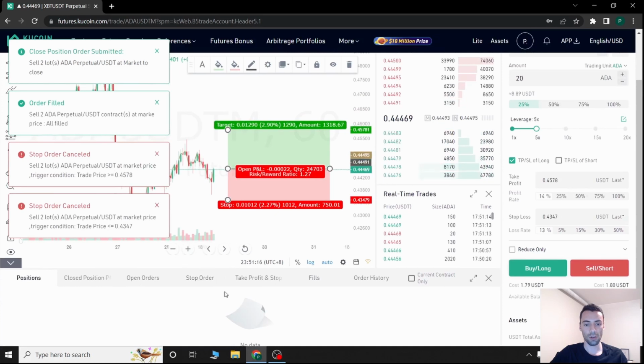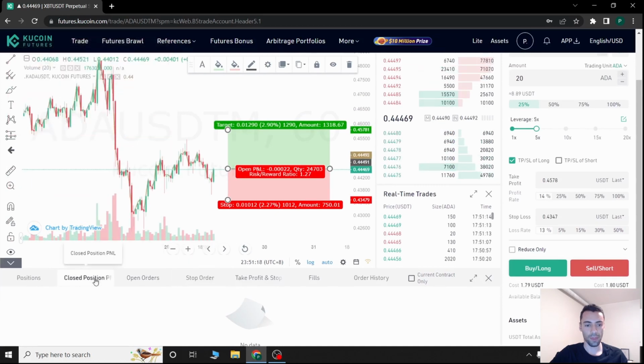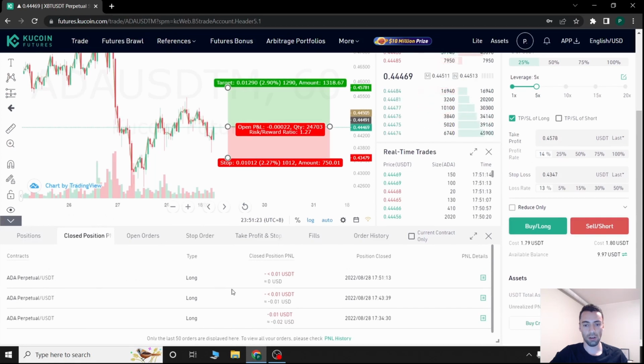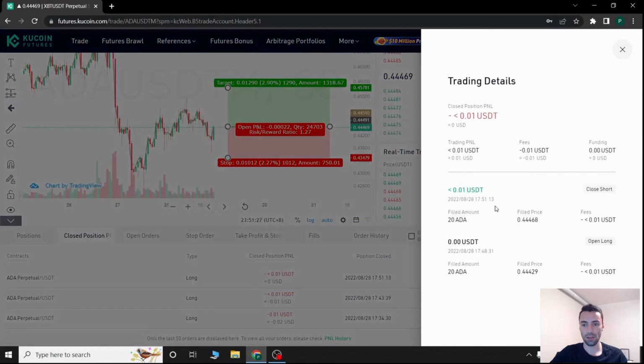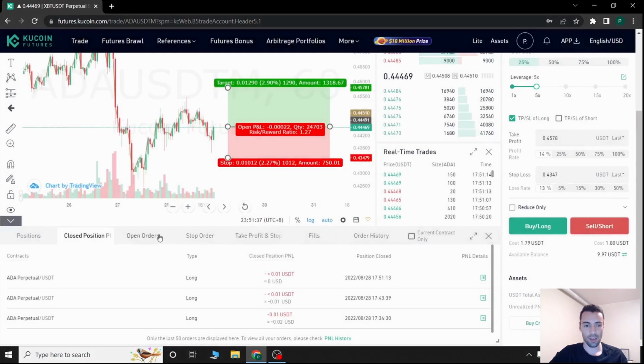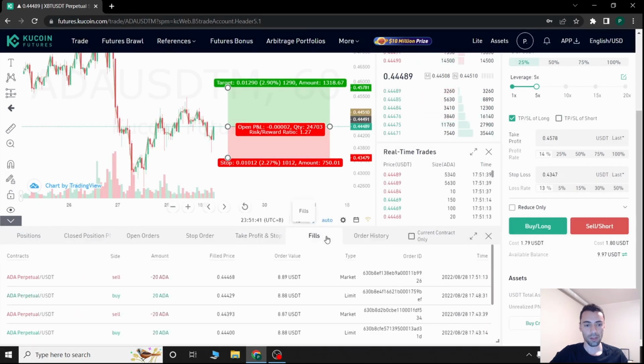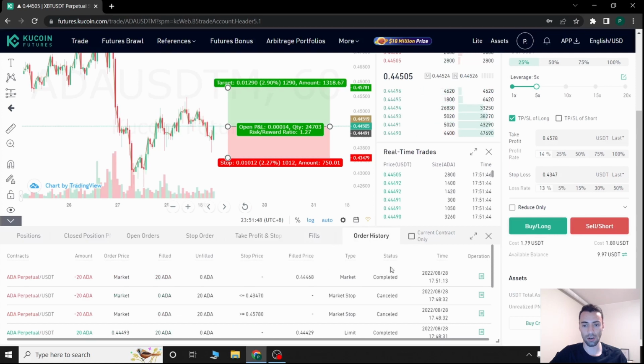And if we go to close position, actually we have them here. We had a long, and it shows our P&L detail, and we gained not that much, less than 1 cent. Open order, stop order. In the filled tab, it shows the history of what has been done, and this is our order history.